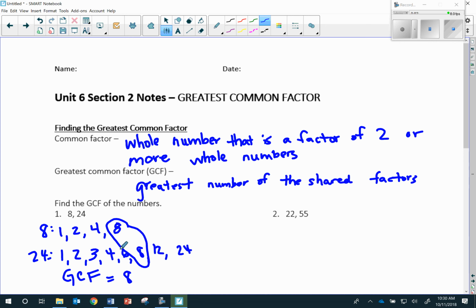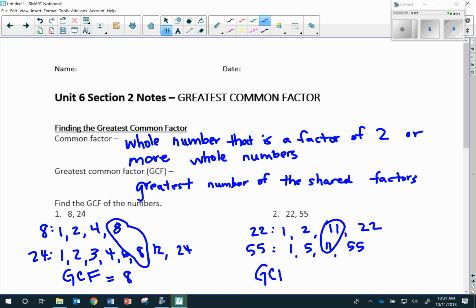Okay. We're going to try the same thing, but with 22 and 55. So the factors of 22 would be 1, 2, 11, and 22. We're going to do the same thing for 55. The factors of 55 would be 1, 5, 11, and 55. The greatest factor that these numbers share is 11. So here our GCF is equal to 11.